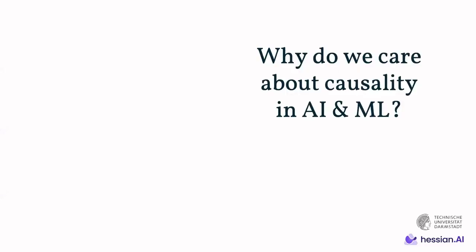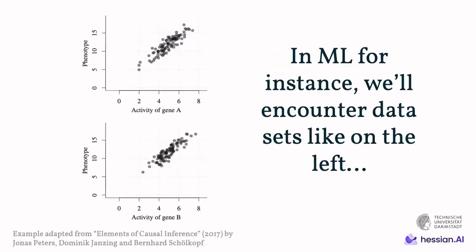We want to jump right into one of the biggest motivations for why we actually need causality in machine learning. Consider the following example, adapted from the famous book by Jonas Peters et al. In machine learning, we'll encounter data sets like the one on the left. So we see two data sets here. They look quite similar, but they have different features.